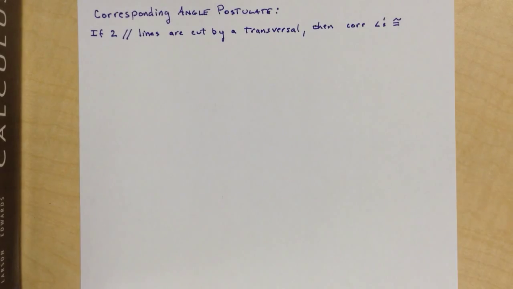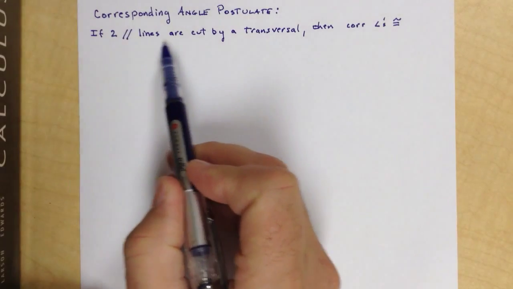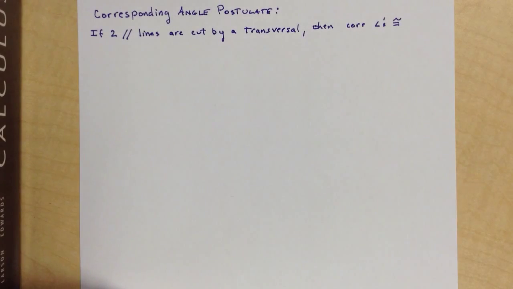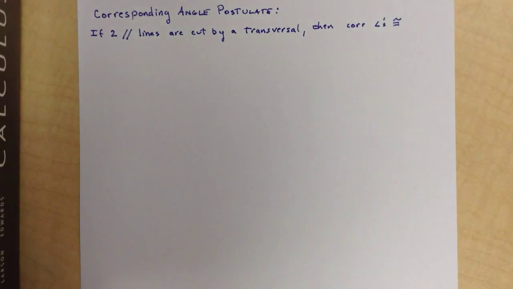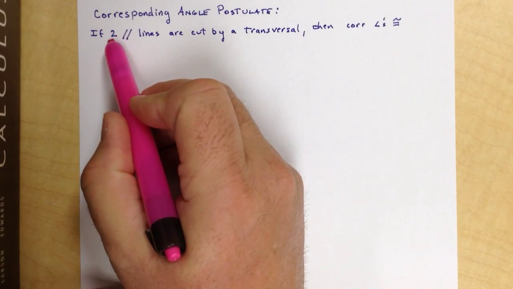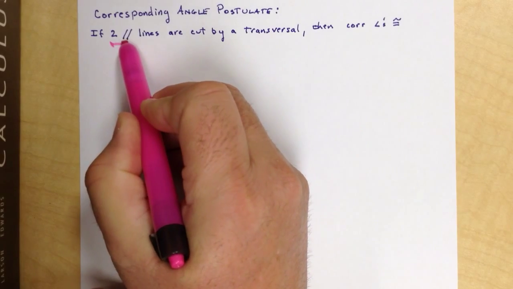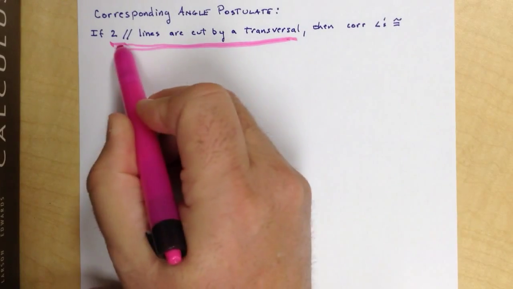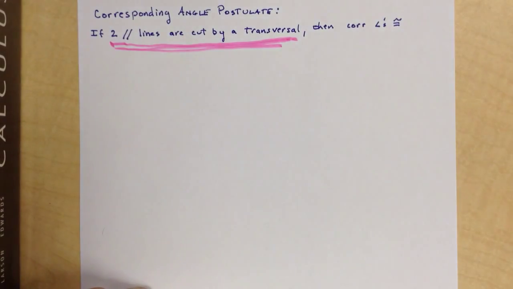The corresponding angle postulate states that if two parallel lines are cut by a transversal, then corresponding angles are congruent. It's extremely important that you can understand this as an if-then conditional statement. The hypothesis of this statement is two parallel lines are cut by a transversal. And if you remember, the hypothesis is our given information.